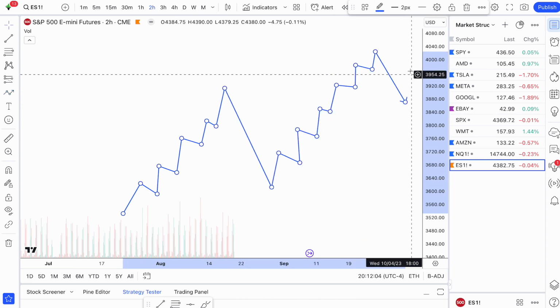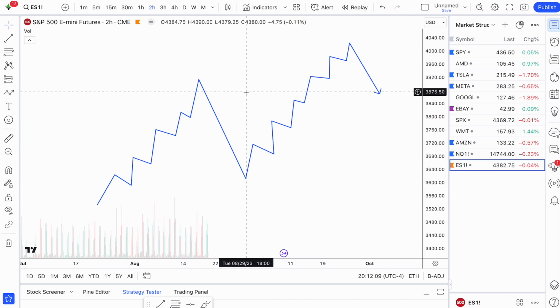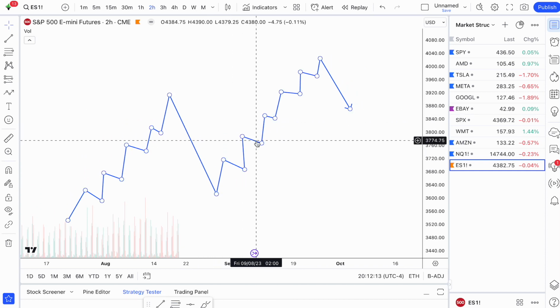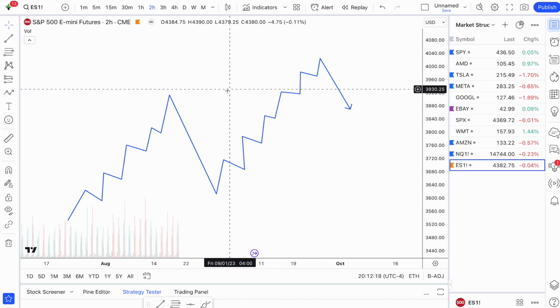Because you got to understand, like price does this, right? Price is not making straight lines like I'm drawing them right now, okay? Price goes up and down. We have uptrends inside of a higher time frame uptrend. We have downtrends inside of a higher time frame uptrend as well.